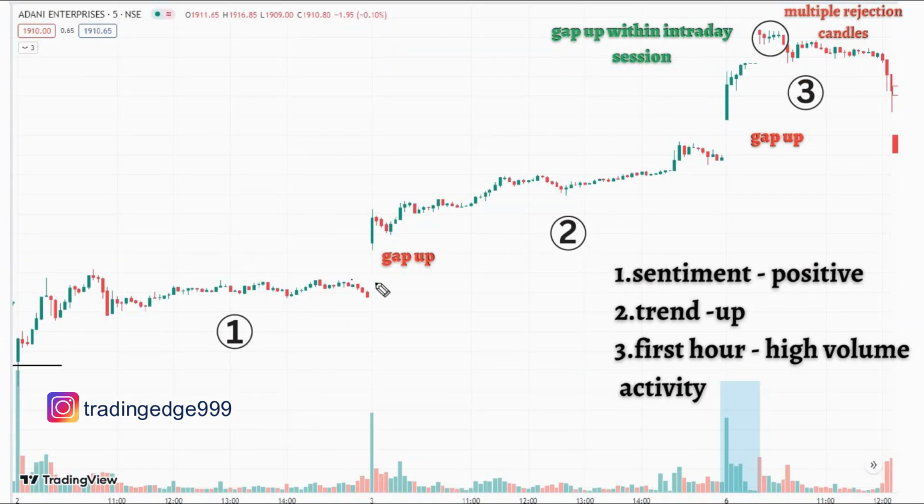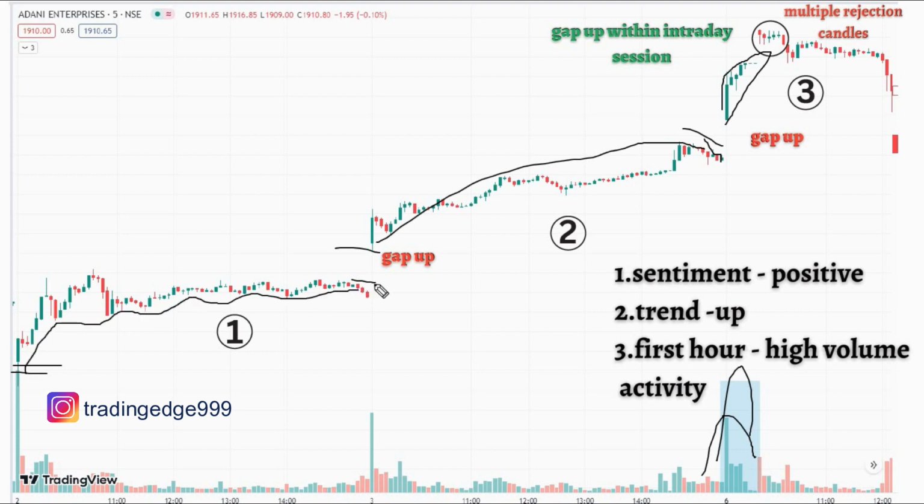Opened around here, closed around here, huge gap up, closed around here, again huge gap up, moved up significantly towards the upside with huge volumes. So what is this indicating? This volume is indicating exhaustion in the markets, potential exhaustion. Why? Because prices have moved from here on the first day without much correction and closed around the day high, again gap up, again closed around the day high, again gap up, and again on the first hour itself we saw huge volume activity. Okay, huge volume activity.